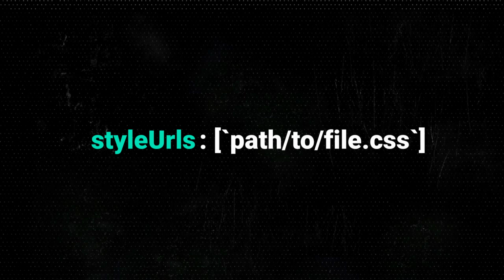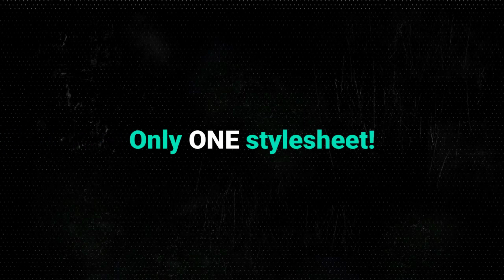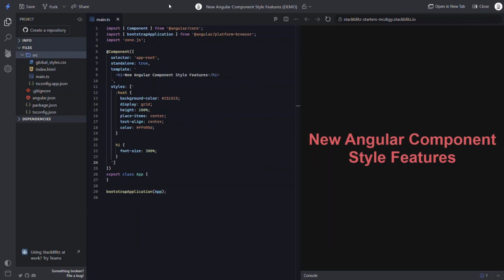Okay, along these lines, there's a new feature for including an external style sheet too. Up until Angular version 17, for including external style sheets, we'd use the styleUrls property, which required an array of style sheet file path strings. But most of the time, you probably only needed to include a single style sheet. Let's look at another example.